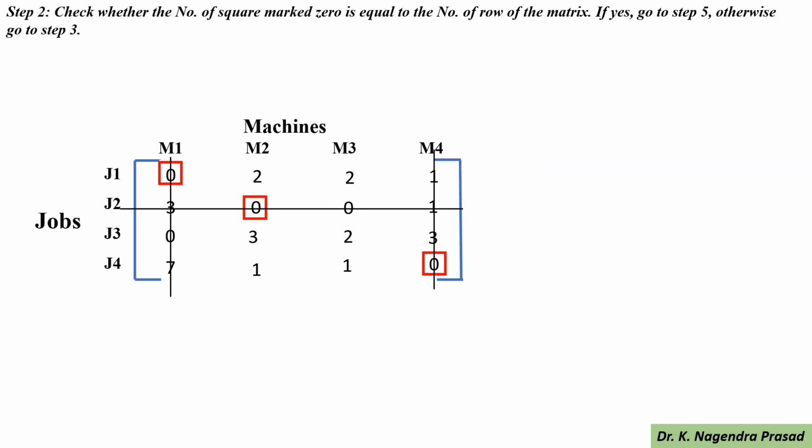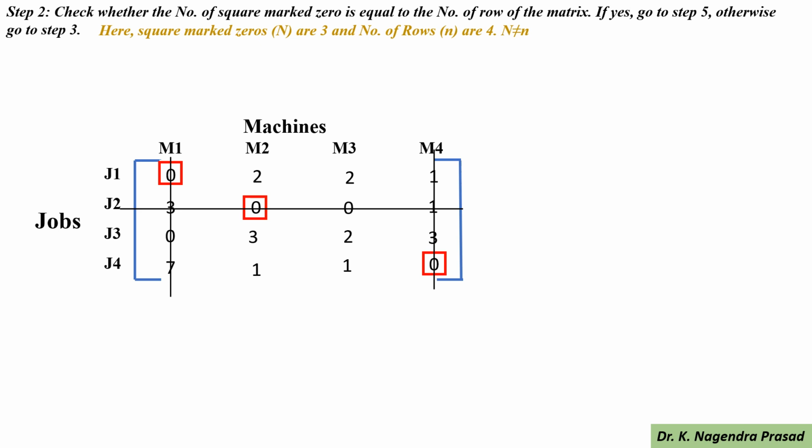The next step is to check whether the number of square marked zeros is equal to the number of rows of the matrix. If yes, go to step 5, otherwise go to step 3. Here, the square marked zeros are 3 and the number of rows is 4. So the number of square marked zeros is not equal to the number of rows of the matrix.